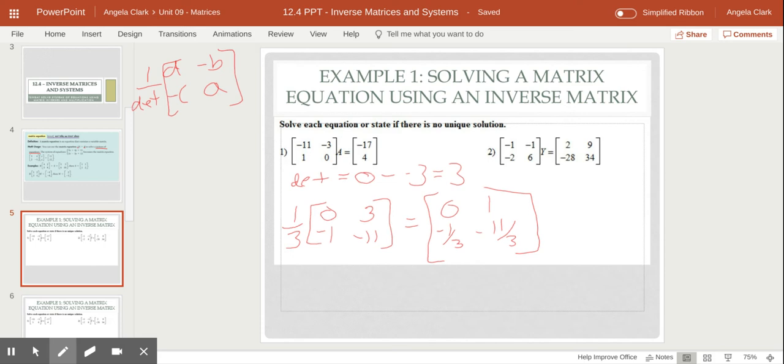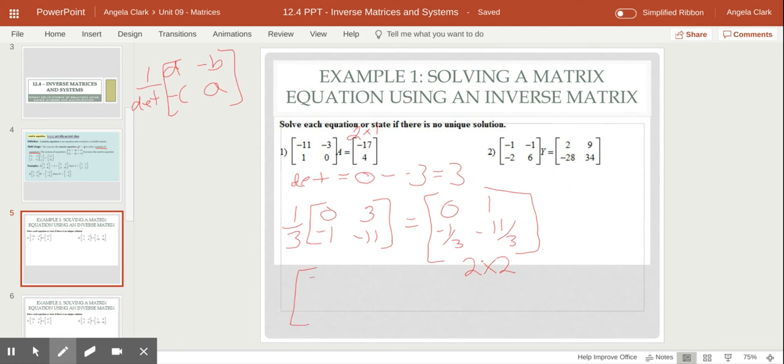Now I need to multiply the inverse times the constant matrix. Now remember, I have to make sure that my dimensions work out for multiplying. So this is a 2 by 1, and this is a 2 by 2. And I need those middle ones to be the same. So I have to do this one first, then this one, so that the middle ones are the same. Because if I did this one times this one, then I would have 1 and 2. Those aren't the same. So I have to do inverse times constant matrix.